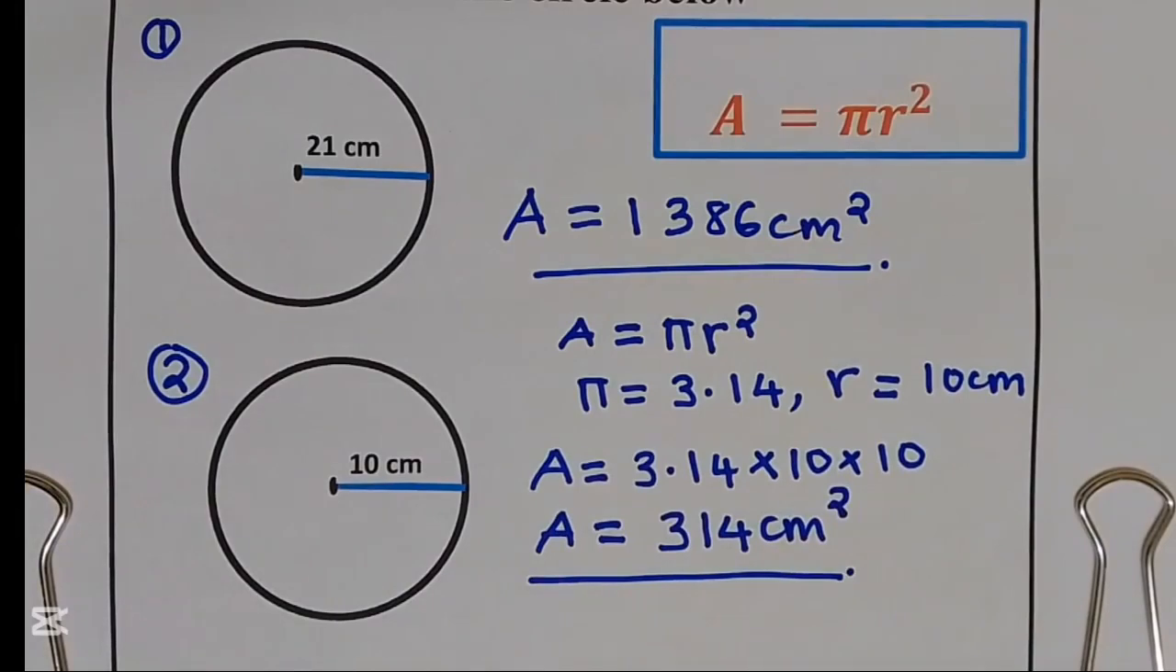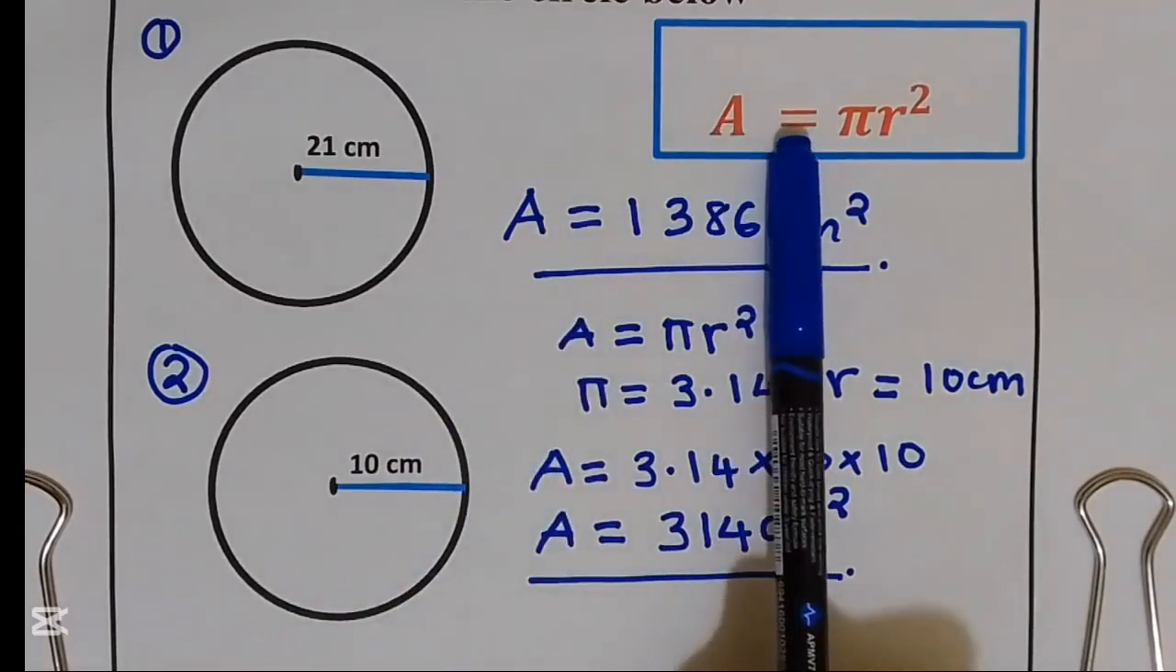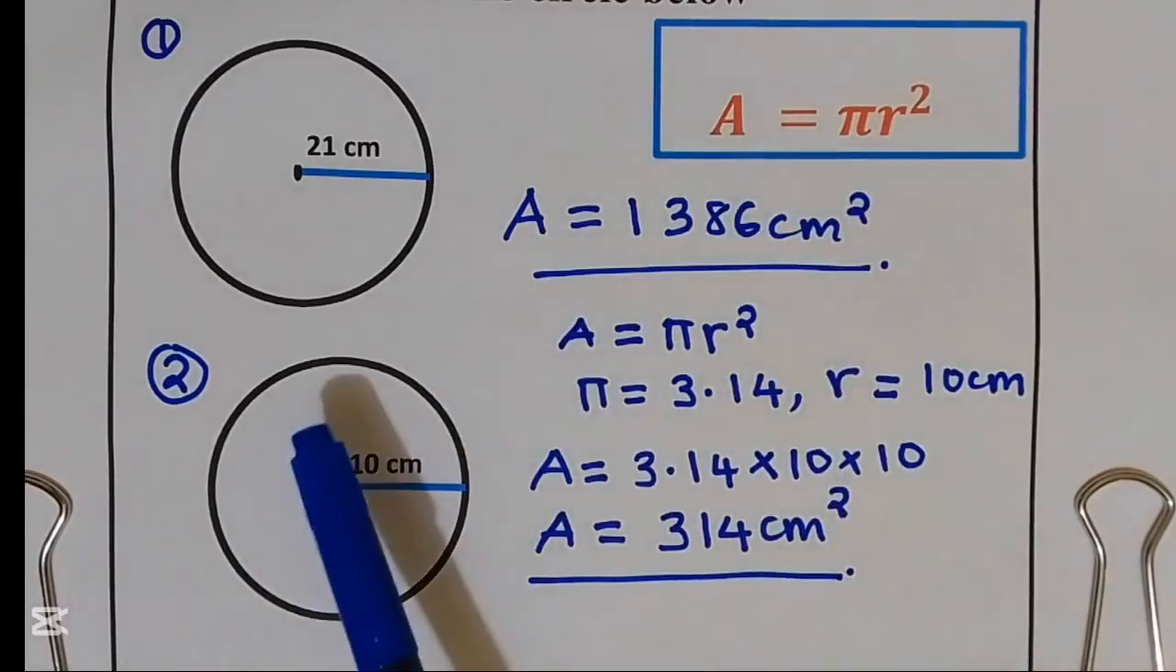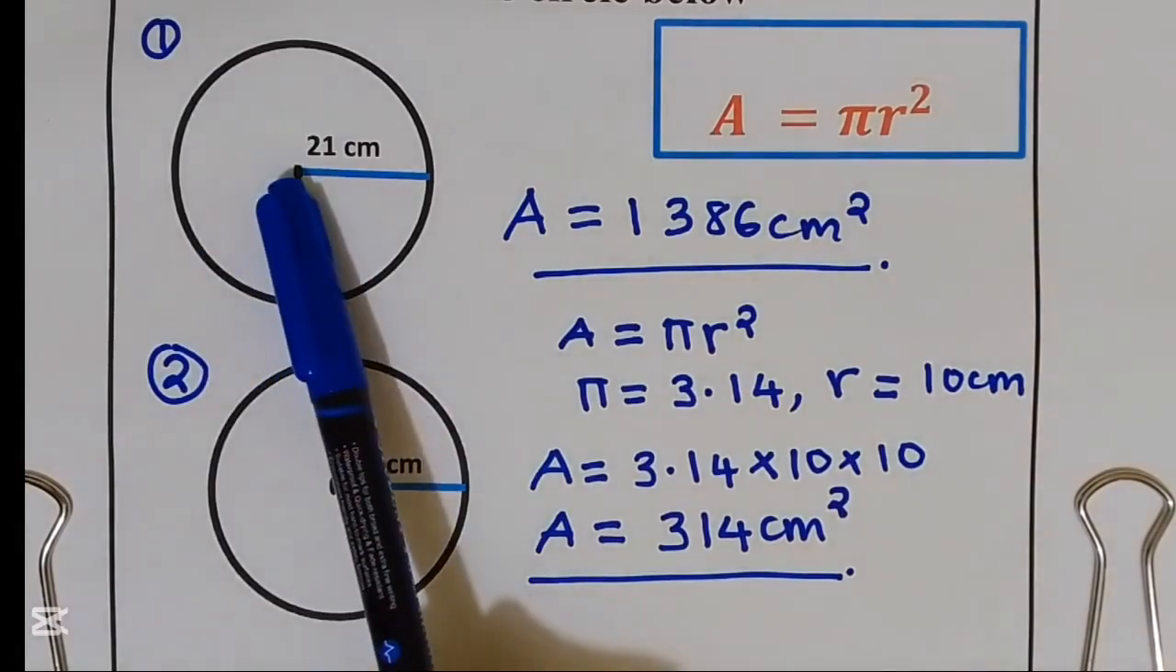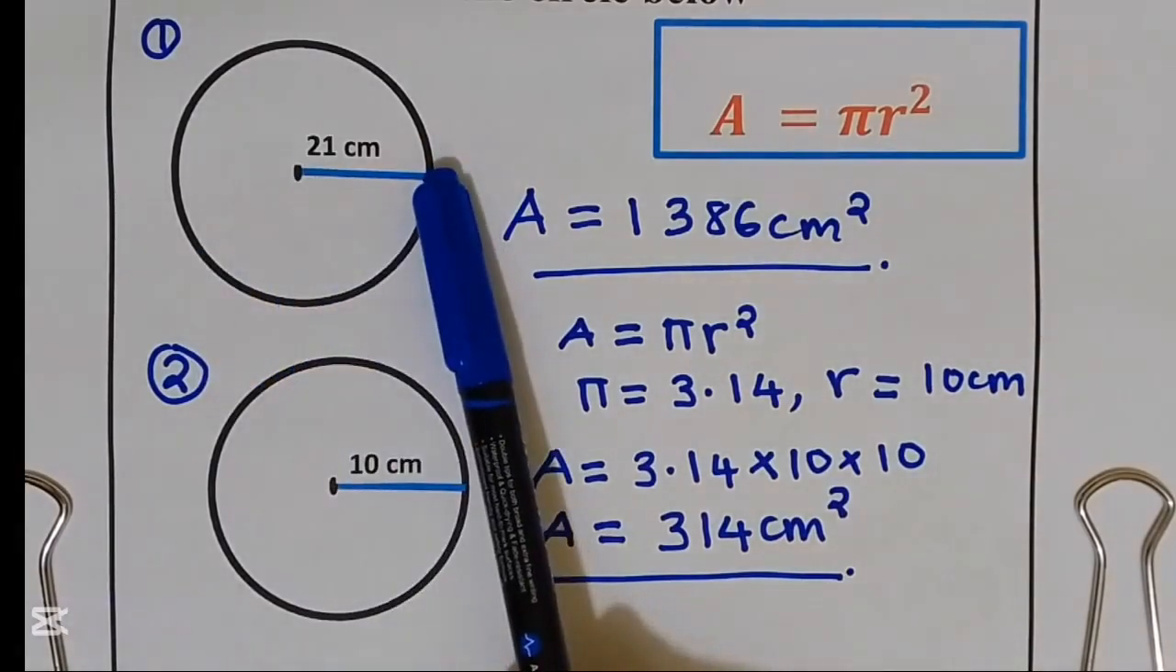I hope you understand how to find the area of a circle. The area of a circle is given by the formula: area is equal to pi r square, where r is the distance from the center of a circle to the edge of a circle.